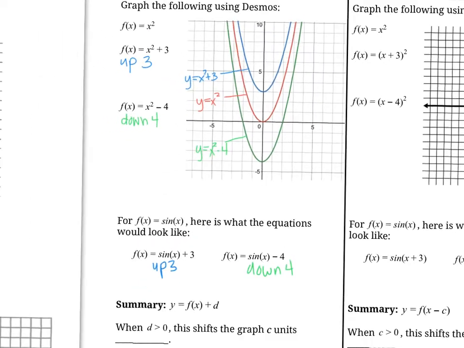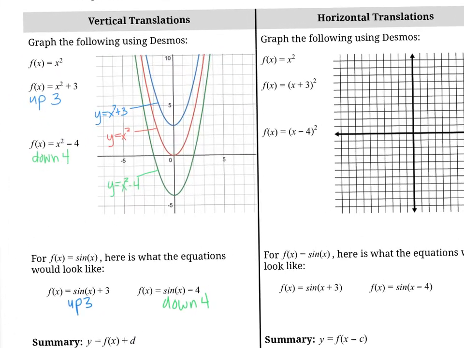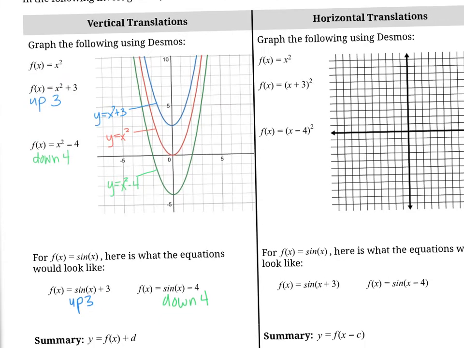So what if we try another transformation? What if we add and subtract numbers in a different place? Take a look at these comparisons. If we start with y equals x squared, what if I put the plus 3 not on the outside like it was here, but on the inside beside the x, inside where the squared is?